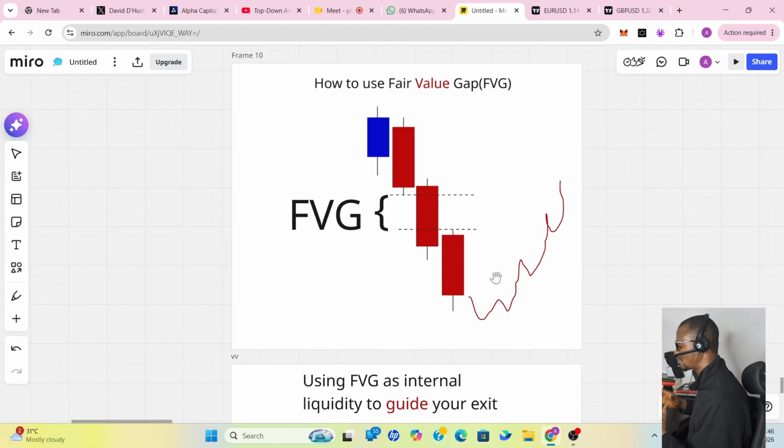And then another question that will come up is, how can I use this fair value gap to become my advantage in the market, so that it will not act as a disadvantage to me? Don't worry, I have you covered. I will give you two concepts that you can use on your chart with fair value gap. Two methods that you can use to leverage fair value gap.